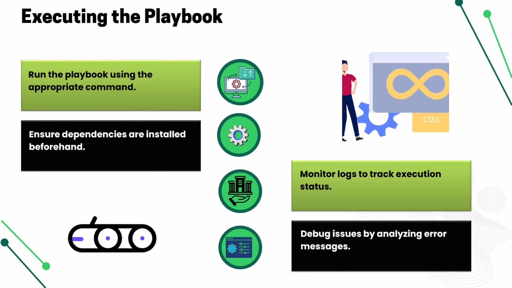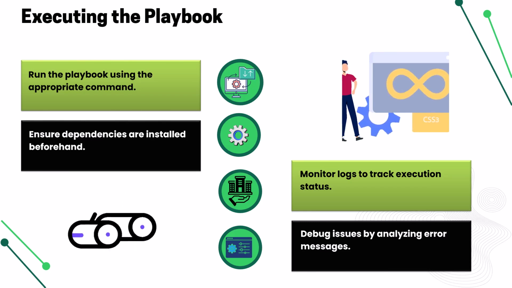Now comes the action, running the playbook. Step 1, execute the correct command. If you get an error, don't panic, check dependencies first. Logs are your best detective tool, watch them closely. And if something goes wrong, troubleshooting is just analyzing the right error message, preferably without breaking your keyboard.